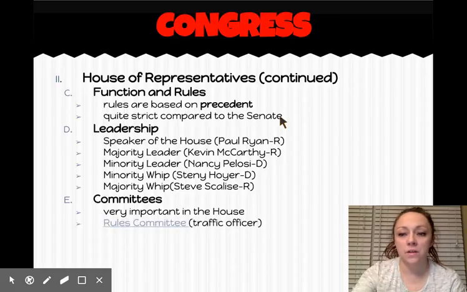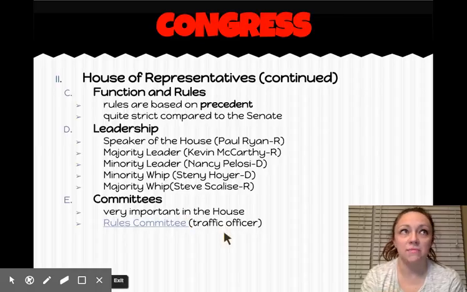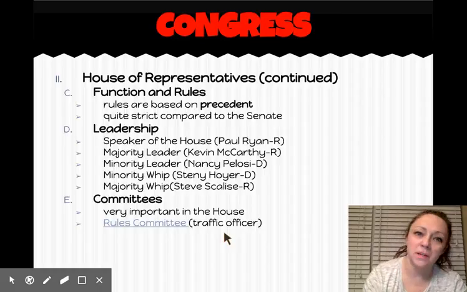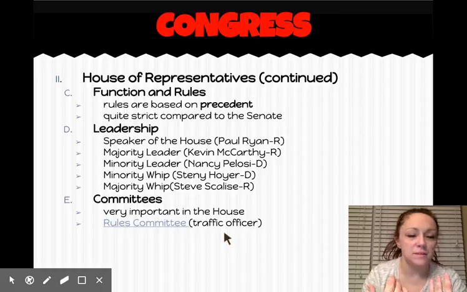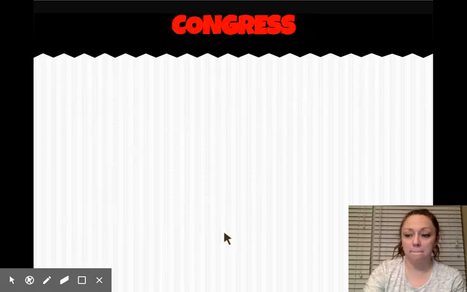One of the most important committees in the House of Representatives is the Rules Committee. And the Rules Committee serves as something called the traffic officer. And that basically means that if a bill is going to reach the House floor for debate or for voting, it has to go through the Rules Committee. So if the Rules Committee is really in favor of a specific bill from the Republican Party, let's say, that bill is really going to be pushed through the Rules Committee very quickly.